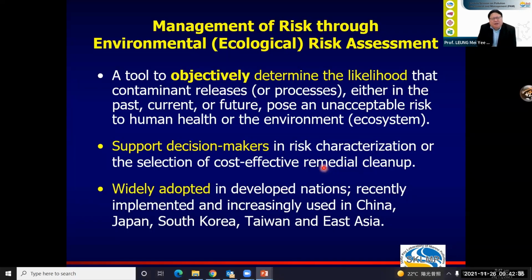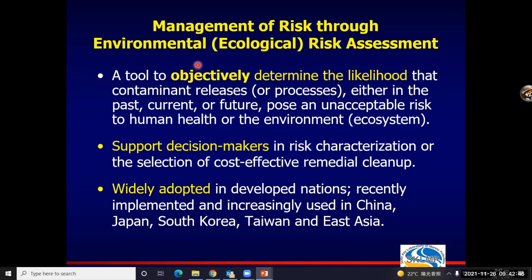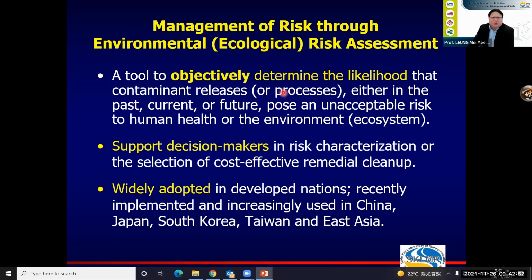Then we have to develop a system to assess the risk so that we can make a better decision. So the environmental risk assessment is actually a tool.